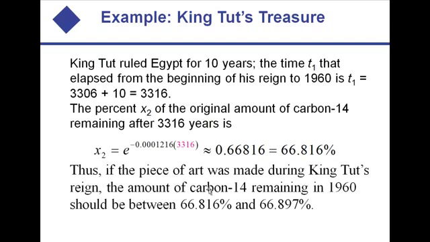Well, King Tut ruled for 10 years. So the time t1 that elapsed from the beginning of his reign to 1960 is 3,306 plus 10, or 3,316. And if we rerun everything with 3,316, we get 66.816. So thus, if this piece of art was made during their reign, the amount of carbon remaining in 1960 in this piece of art should be somewhere between 66.816 and 66.897%. Now all you have to do is go and measure how much of the carbon-14 is in that art piece. And if it's in that range, then you know it was made in that time. If it's different, then you know it wasn't.